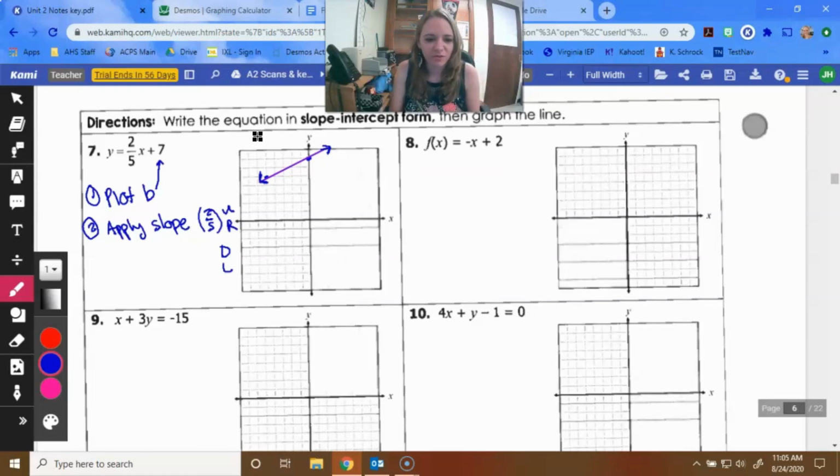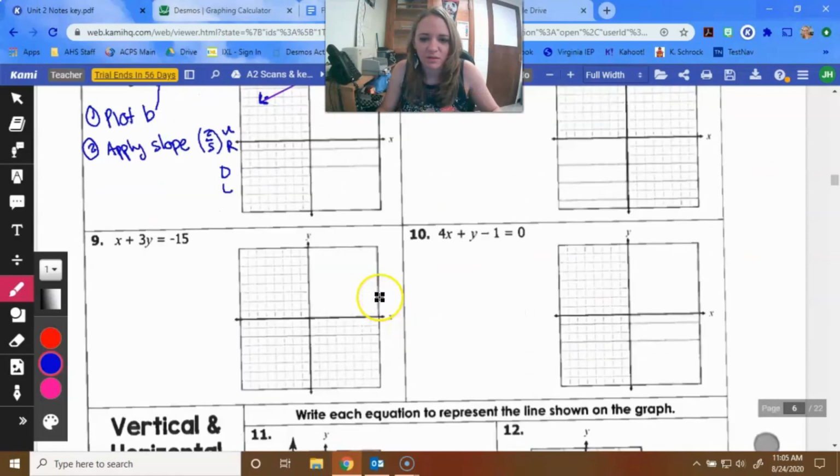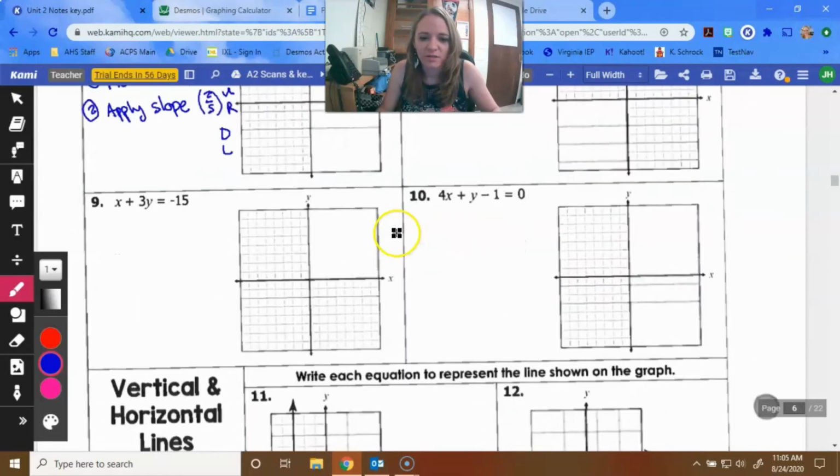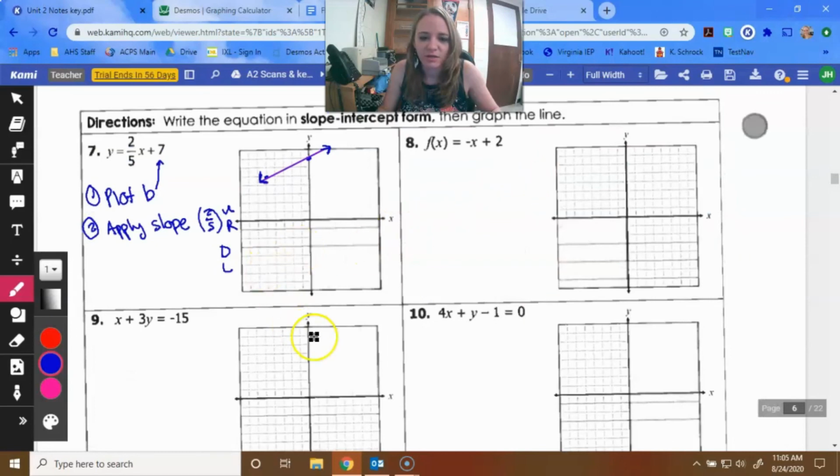So you will have to rearrange number 9 into y equals mx plus b, number 10, and number 8 looks okay. So why don't you go ahead and practice those: 8, 9, and 10. Pause the video, and when you're ready to see, press play.